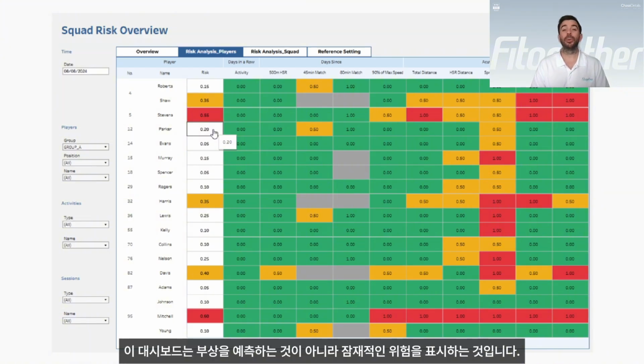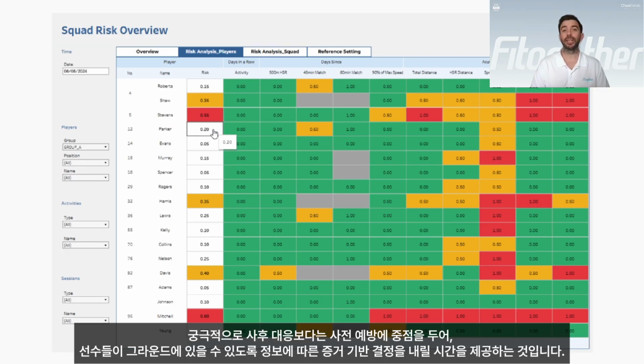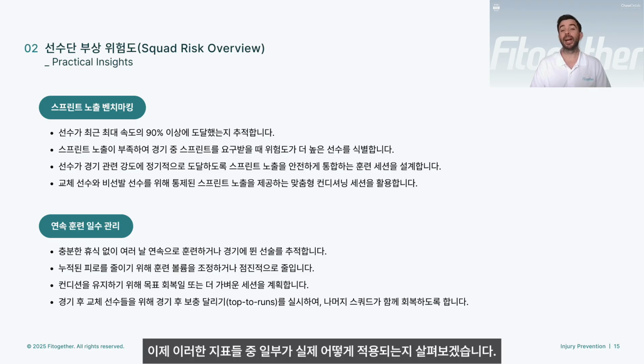So remember, the dashboard isn't predicting injuries, it's flagging potential risks. Red doesn't mean stop, it means investigate, discuss, and plan. It gives you the data to talk with coaches and staff about how to manage training, recovery, and player availability more effectively. Ultimately, it's about being proactive rather than reactive, giving you time to make informed, evidence-based decisions that keep players on the pitch. Now, let's look at how some of these indicators translate into real-world application.